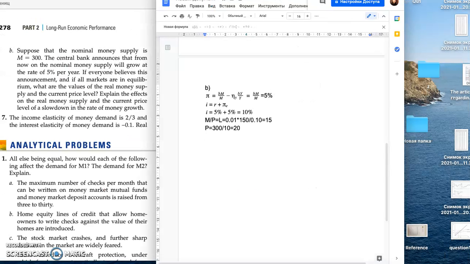In this case, we substitute the inflation rate with 5%, and the calculation is the same. At the end, we will have a current price level of 20. This can be explained by the slowdown in money growth reducing expected inflation, increasing real money demand, thus lowering the price level.